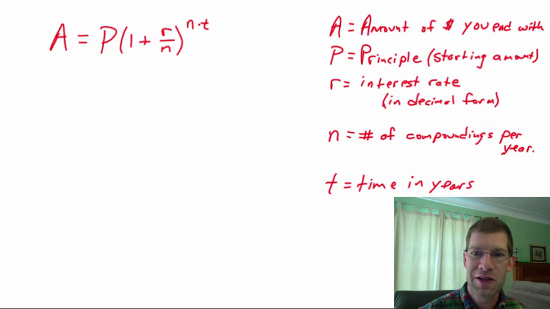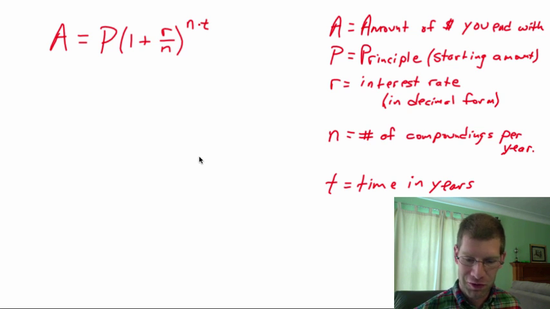t then is going to be time, like usual, but it's always going to be time in years. So if you get a question that says, how much do you have after 6 months, you'd have to put in 0.5, or how much do you have after 1 month, it'd be 1/12, whatever that would be in decimal form. So that's our equation right there. And now let's go and do some examples with it.